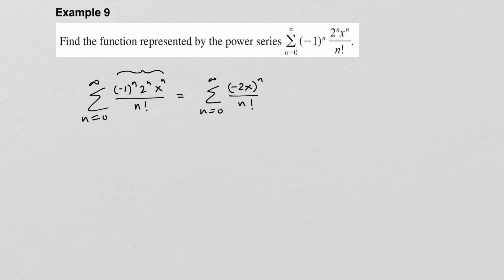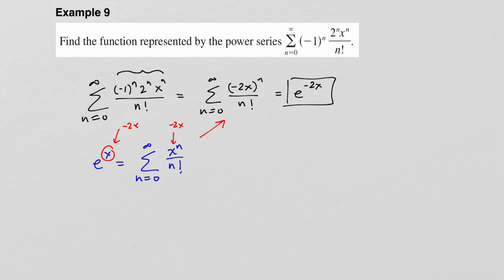Now let me remind you that we know that e to the x is the sum n equals 0 to infinity x to the n over n factorial. So notice that if we just replace x here with negative 2x, and if we replace x here with negative 2x, we will come up with this series. And so this must be the power series representation for e to the negative 2x.